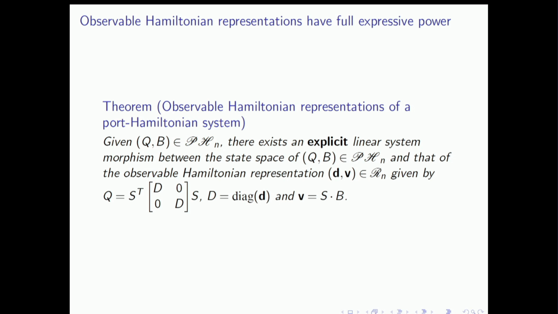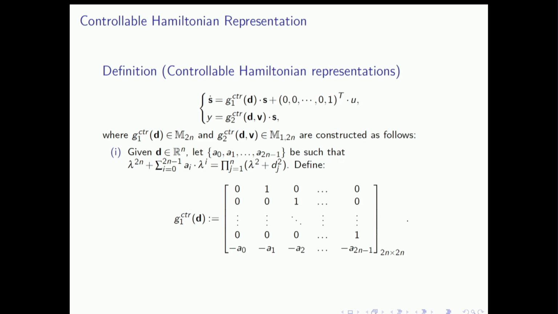So just now I gave you the importance of the controllable Hamiltonian representation, and then there is an observable Hamiltonian representation. So what is that representation? It's basically all the matrices here are transposed. Okay, it's a dual. So everything here is a transpose. The observable Hamiltonian representation is just everything transposed from this representation here. So that's why I didn't type it out.